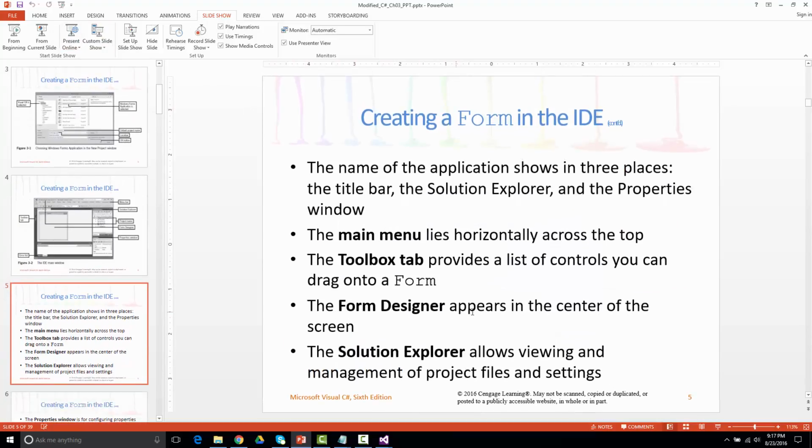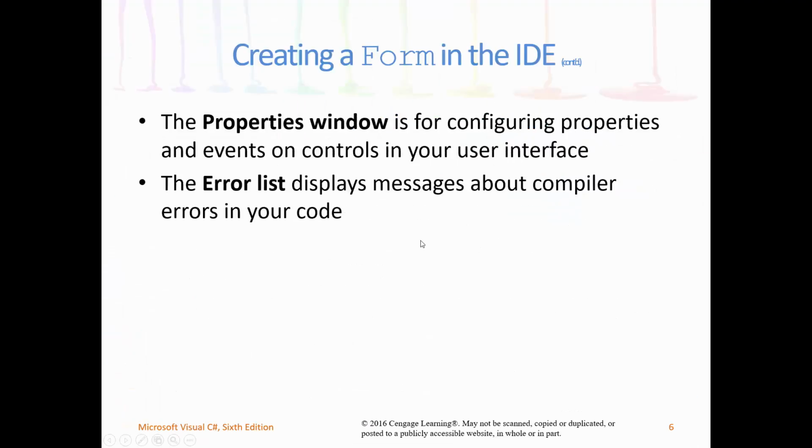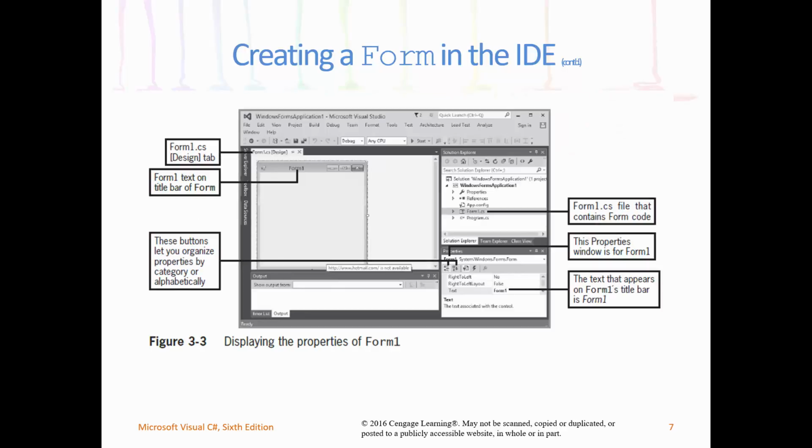The Form Designer appears in the center of the screen. The Solution Explorer basically shows you all the different files that you have involved with your project. The Properties window allows you to configure. You saw that's where I went in and reset colors and fonts, etc. And I just showed you the error list window. All right.